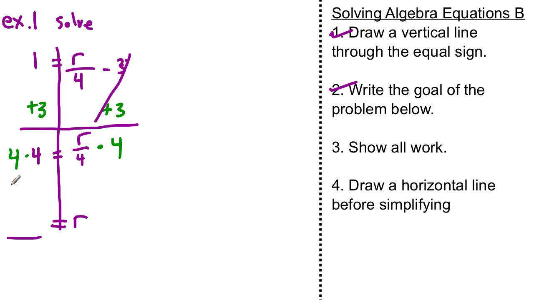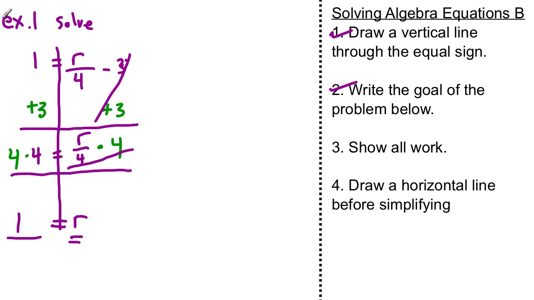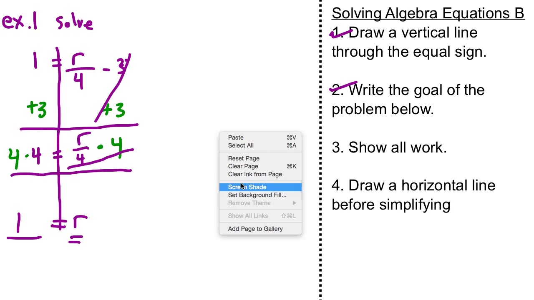Multiply by 4. Okay, so we put our horizontal line. What happens is this cancels, and we're left with r. And we know that that's equal to, on this side here, 16. Okay? All right, let's go to the next problem. Clear this out.